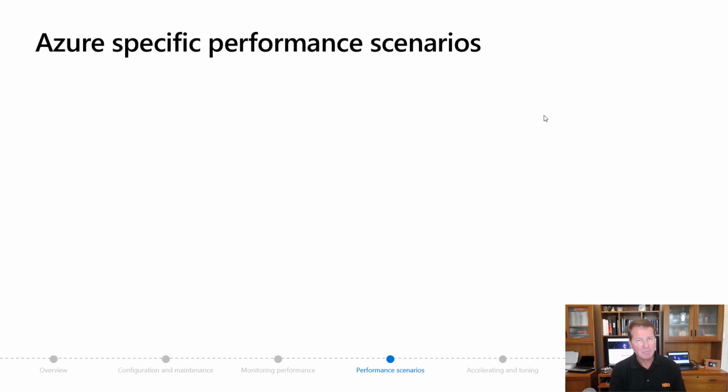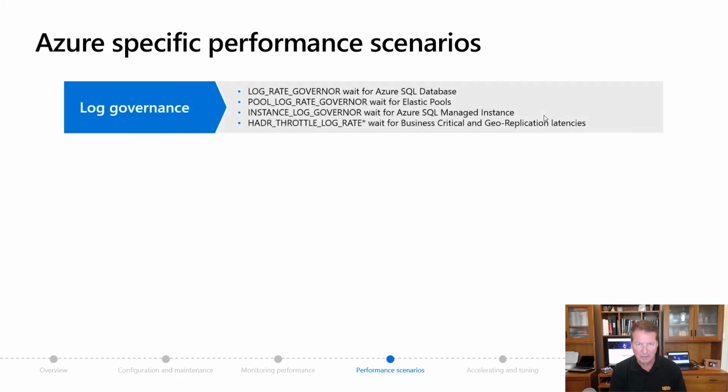Now, there are some specific scenarios to Azure, and it's important to cover those so you can recognize these and take action. So for example, in order to meet SLAs, we can throttle the amount of transaction log that you generate in your deployments. Depending on your deployment choice, your service tier, your vCore choice, these rates will scale up. But these are some of the wait types you might see if you're being governed on log limits. And you need to take a look at: do I need to be generating that much log, or do I need to go up to a new tier or new vCore in order to avoid this throttle?